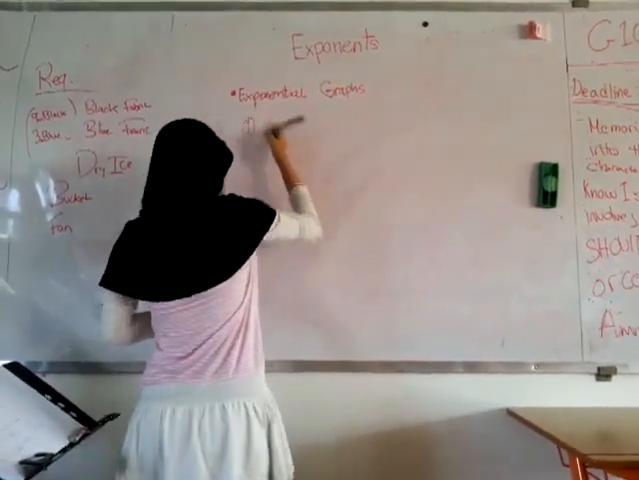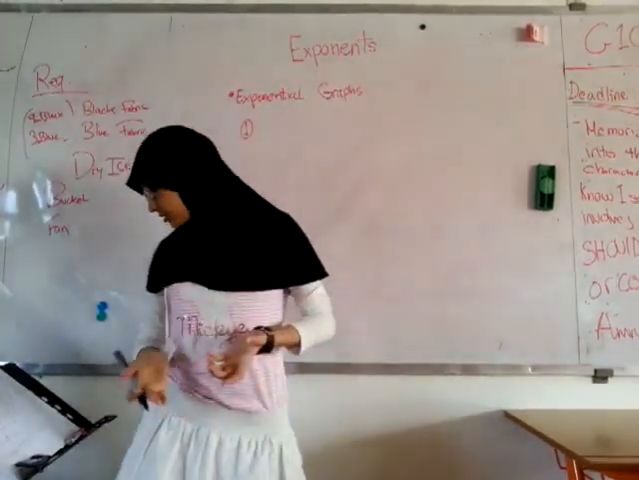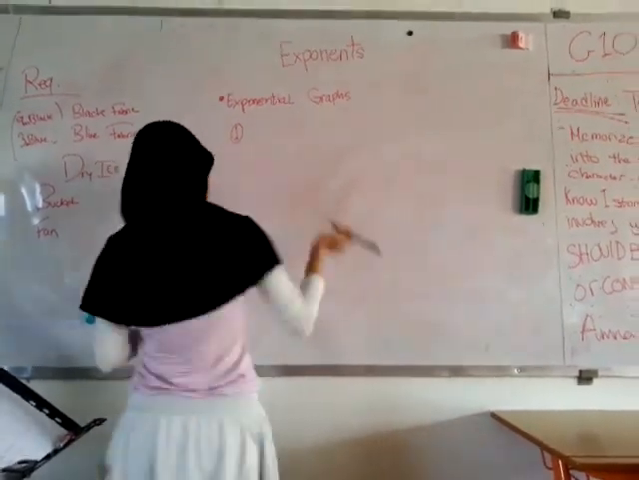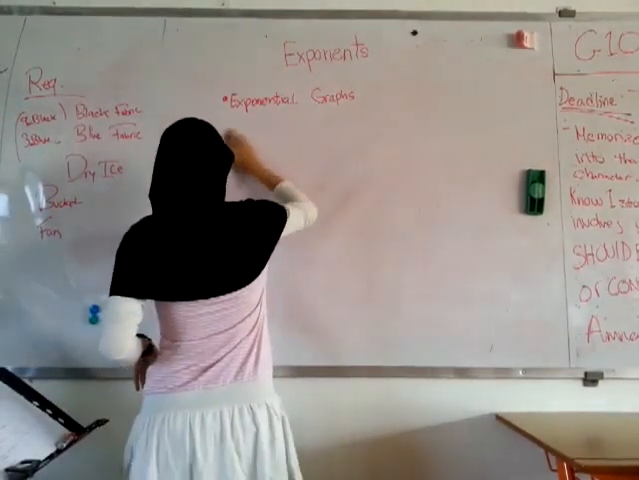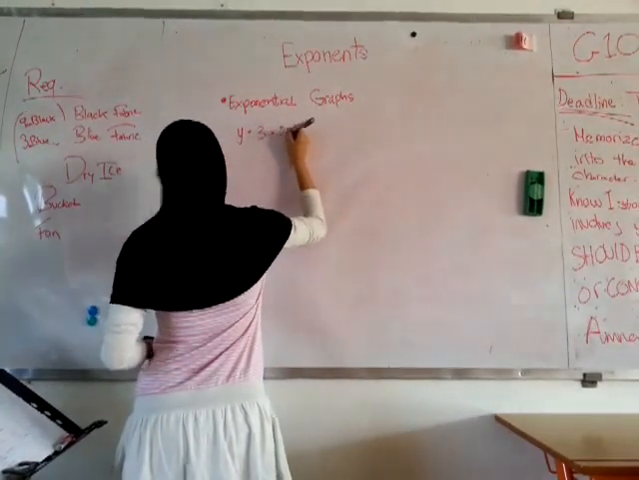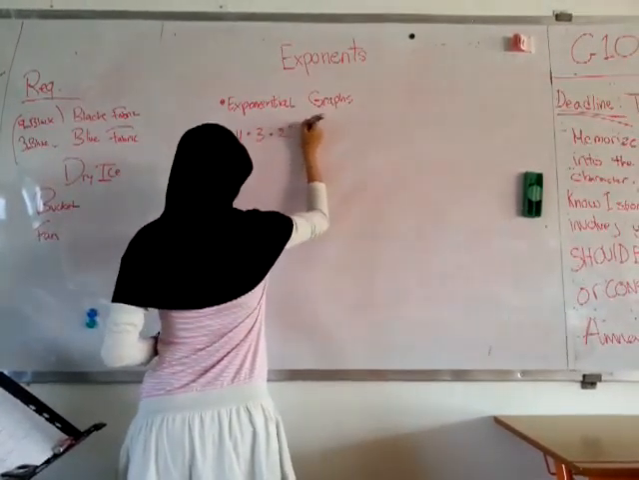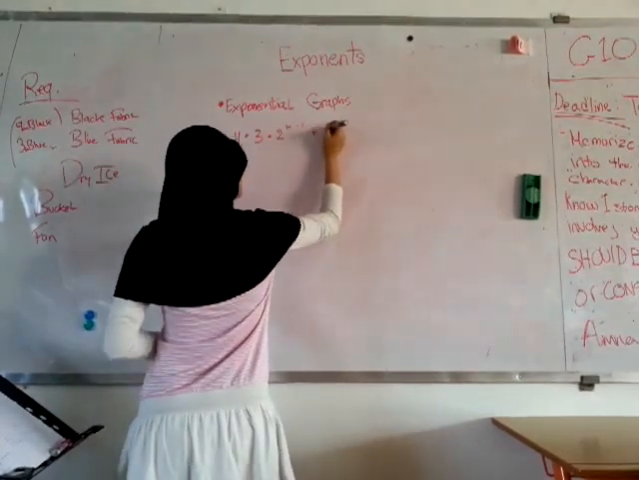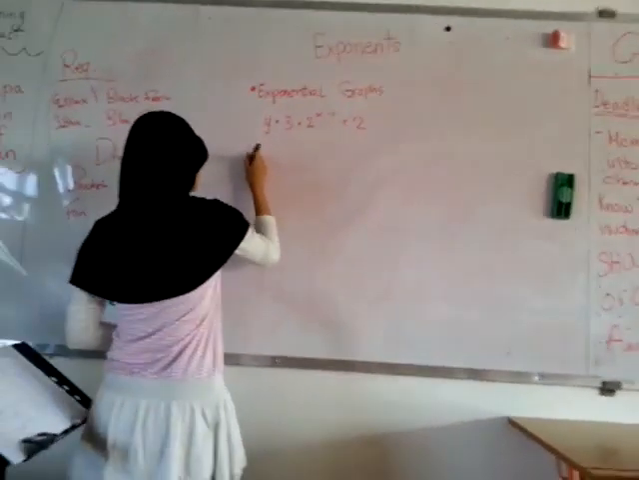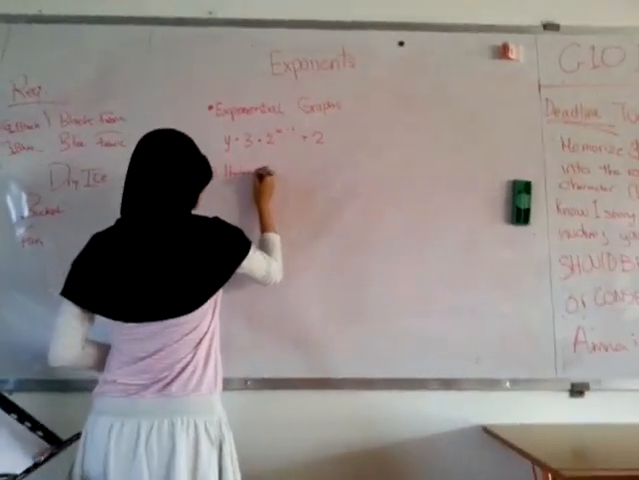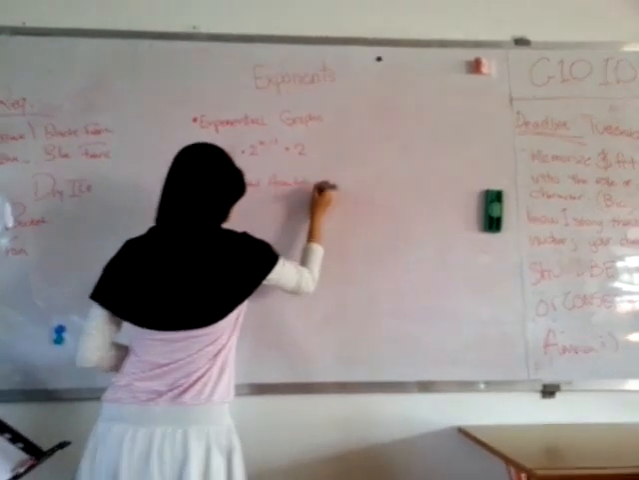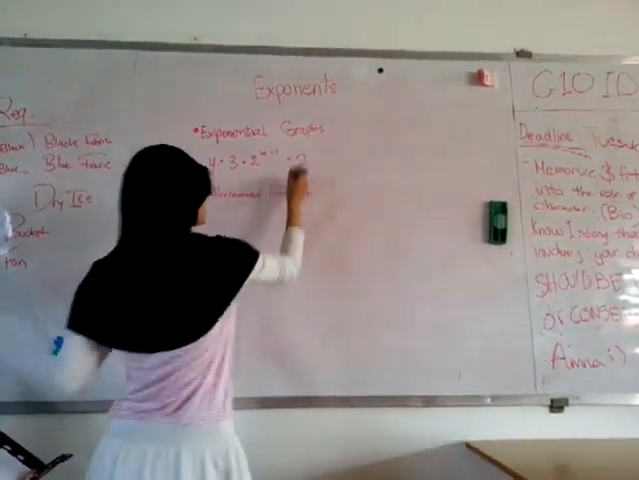The first step is to find the horizontal asymptote. Let me give you one equation: y equals 3 times 2^(x minus 1) plus 2. We're going to sketch this equation. The first step, like I said, is to find the horizontal asymptote, I think it's spelled like that, which is this one.